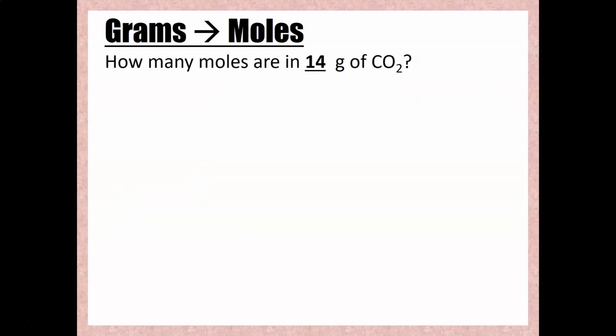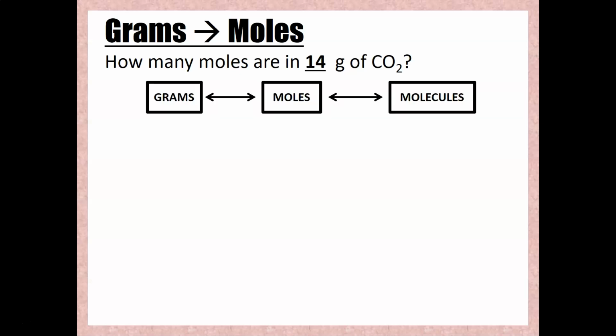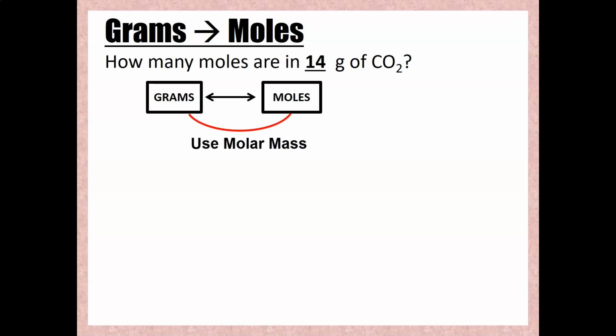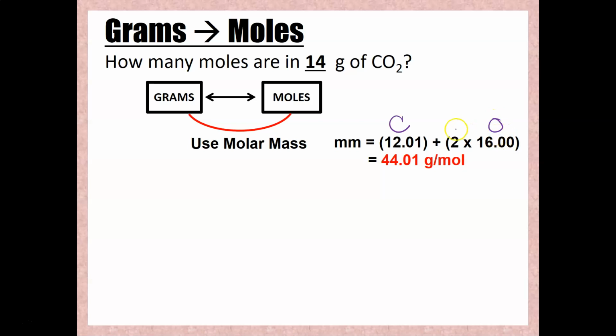This time, let's try going backwards. Let's start with grams and go to moles. So I have my molar pathway, but I'm only going to use this portion. This time I'm going from grams to moles. I still use molar mass. This time it's the molar mass of carbon dioxide. So here I use my periodic table. Here's my mass of carbon. And here's my mass of oxygen. And I have 2 oxygens here. So I add that up. 44.01 grams per mole becomes my conversion factor.